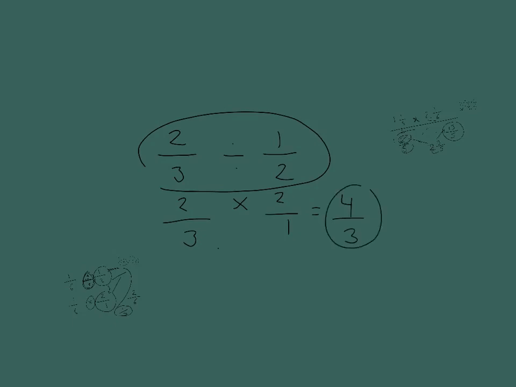Here, 2/3 divided by 1/2. So swapping it becomes 2 over 1. Makes sense? So 2 times 2 is 4, and 3 times 1 is 3. So the answer is, how many 3's go into 4? 1 with a remainder of 1 over 3. Does that make sense? Here, let's try another one.